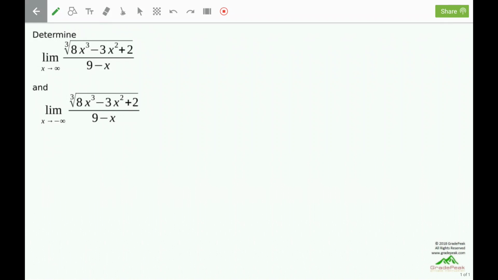Determine the limit as x approaches positive infinity and as x approaches negative infinity of the cubed root of 8x cubed minus 3x squared plus 2, divided by 9 minus x. The highest power term in the numerator is the cubed root of 8x cubed. The highest power term in the denominator is negative x.